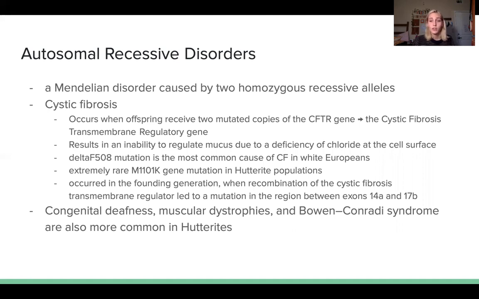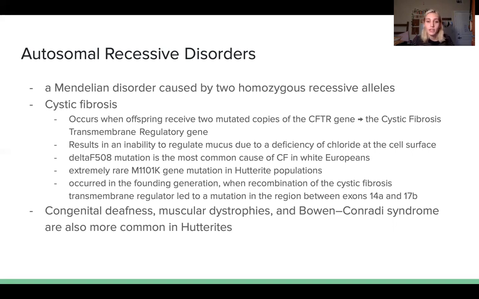One common example of an autosomal recessive disorder that is particularly important for this investigation is cystic fibrosis. This occurs when an offspring receives 2 mutated copies of the cystic fibrosis transmembrane regulatory gene, and it results in an inability to regulate the mucus production of the body due to a deficiency in chloride at the cell surface. So chloride, the type of salt, is not readily available at the cell surface, which doesn't attract enough water to the cells, meaning that mucus buildup in the lungs can affect respiration, it can affect digestion, and it progressively gets worse with age.